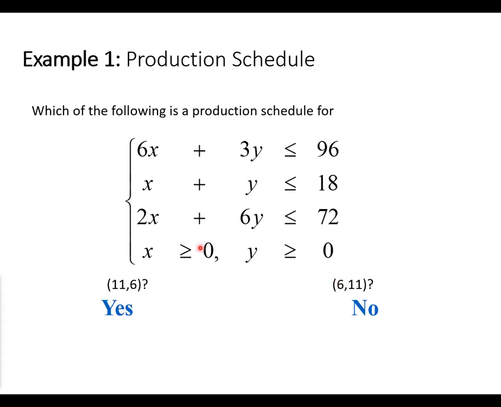Then 6 times 2 is 12, and 11 times 6 is 66. And here is where it fails, because that gives 78, and 78 is not less than or equal to 72. So it satisfies the other constraints, and it definitely still satisfies the positive constraints, but it does not satisfy this one. Therefore, it cannot be part of our production schedule. We cannot make 6 chairs and 11 sofas.